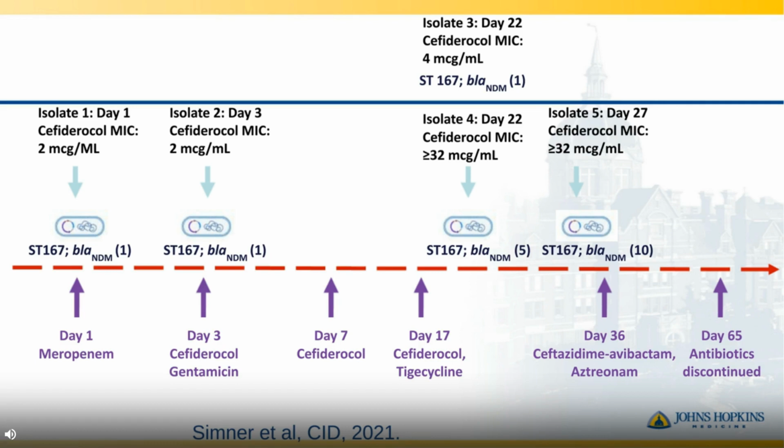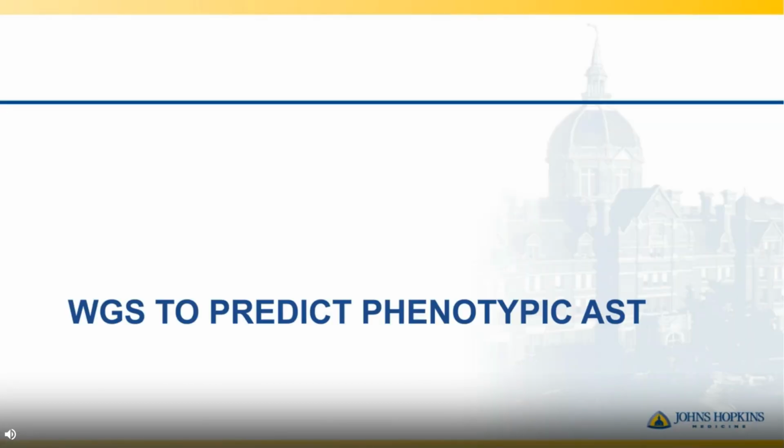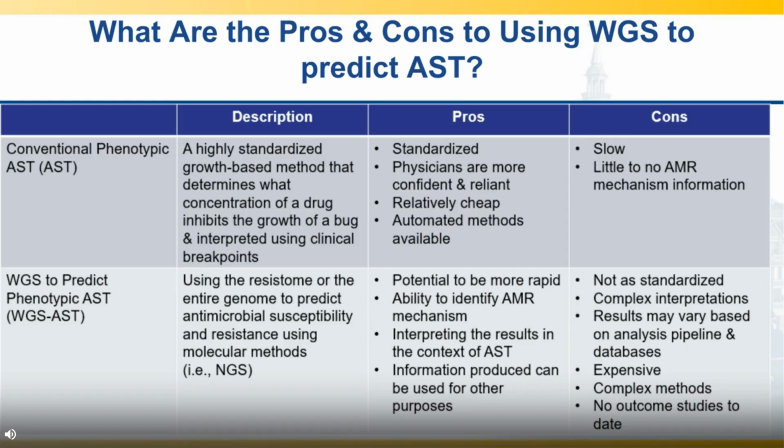So this is a case where we were able to demonstrate how we can use whole genome sequencing to define mechanisms of resistance. And so how can we relay that information into predicting the phenotypic AST, of applying whole genome sequencing to predict phenotypic AST results? So what are the pros and cons of using a whole genome sequencing approach to predict AST?